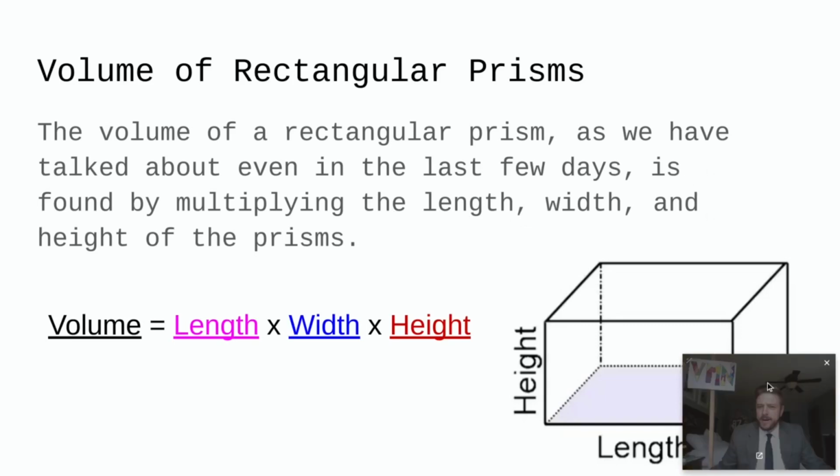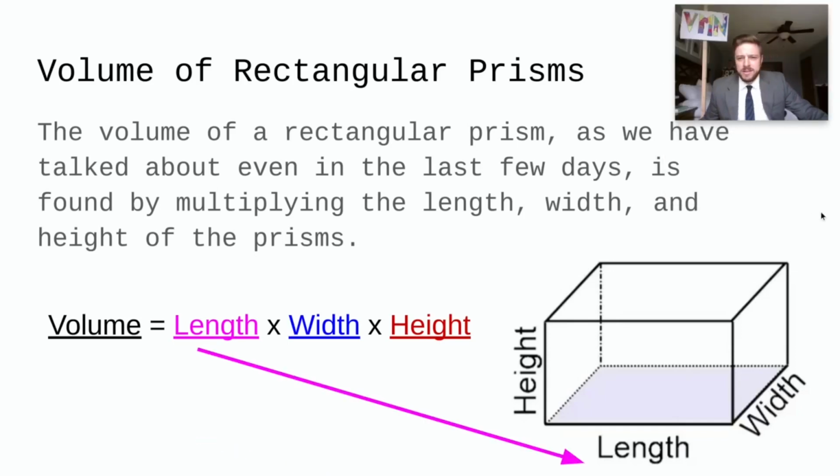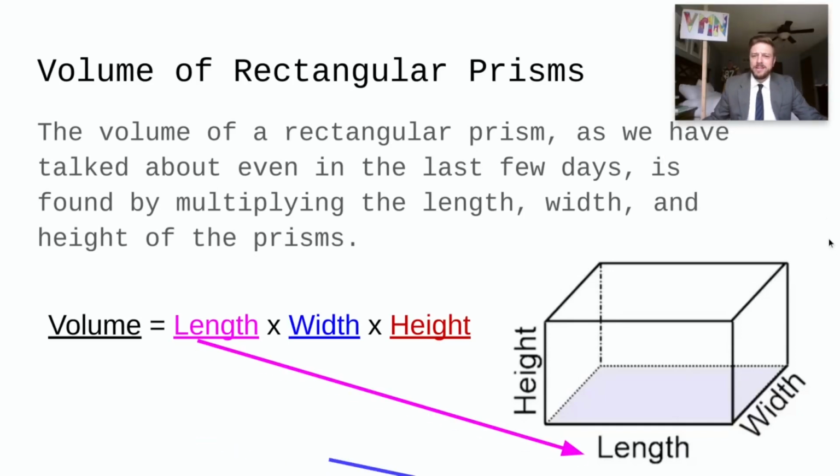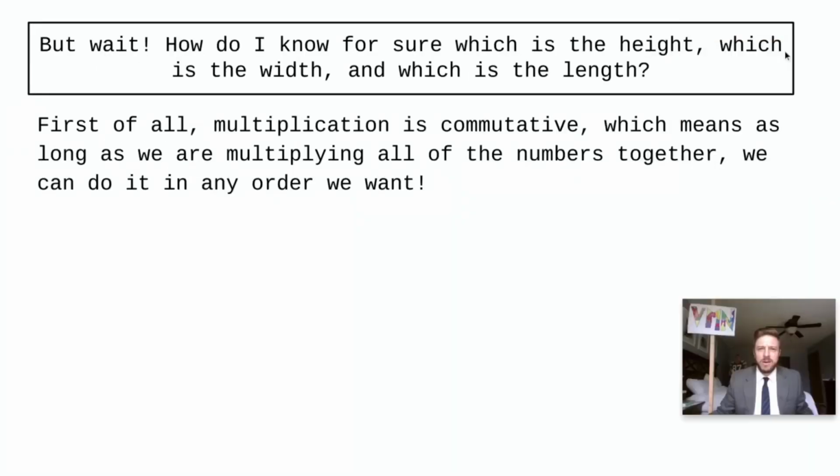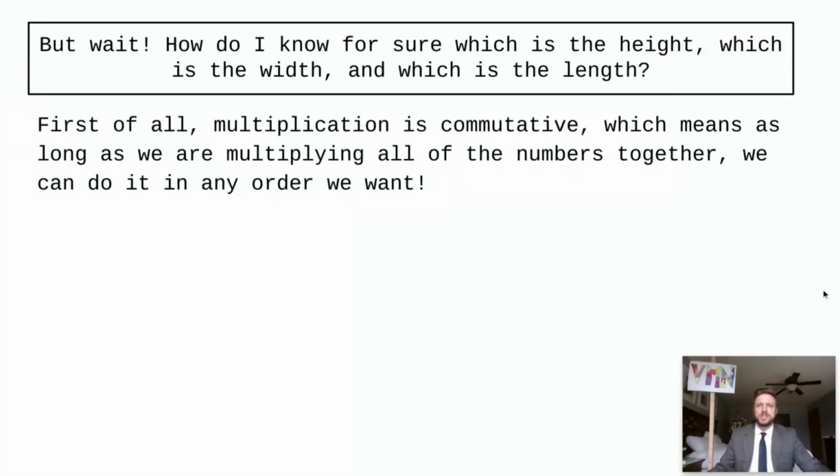Length, width, and height depend on your perspective of the prism. So some people like to ask, how do I know for sure which is the height, which is the width, and which is the length? Well, more good news for you.